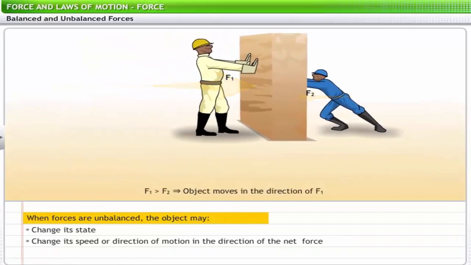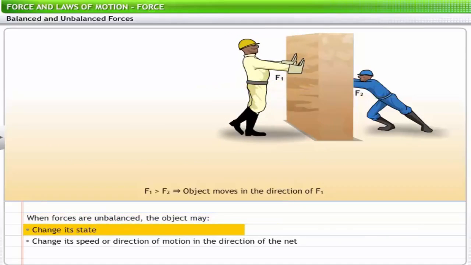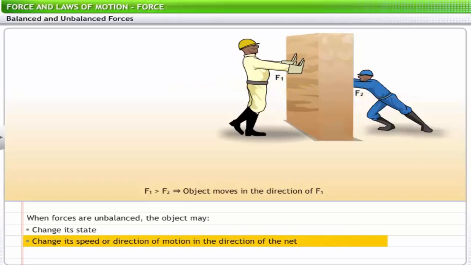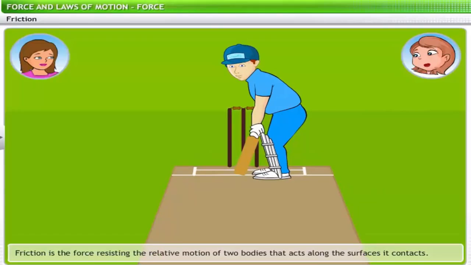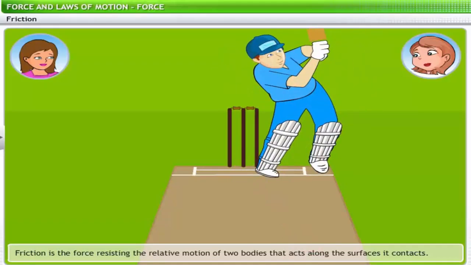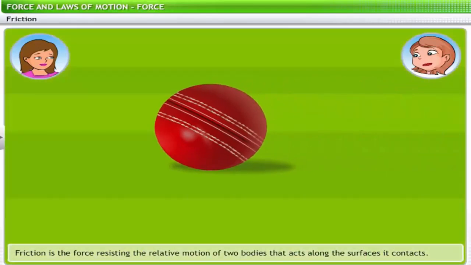When forces are unbalanced, the object may change its state from rest to motion or vice versa, or change its speed or direction of motion in the direction of the net force. Let's observe this game of cricket. As you can see, the ball, when hit by the batsman, slows down and stops after rolling a certain distance.